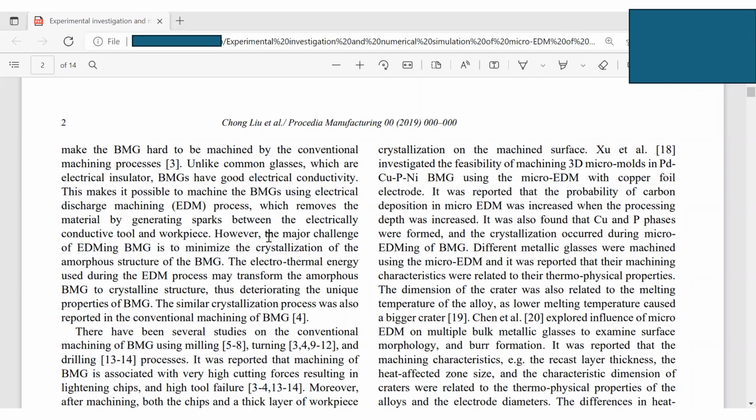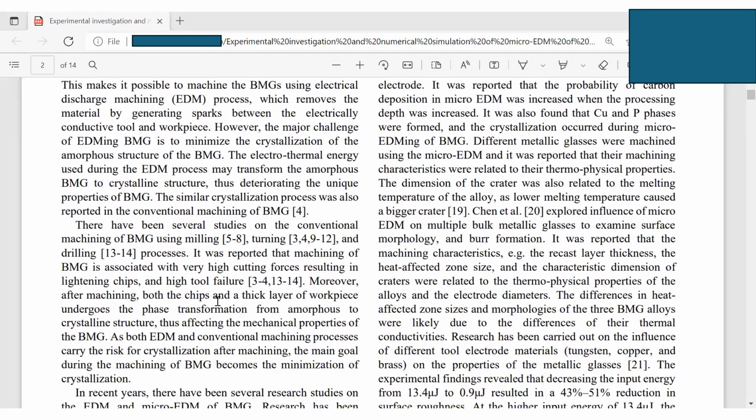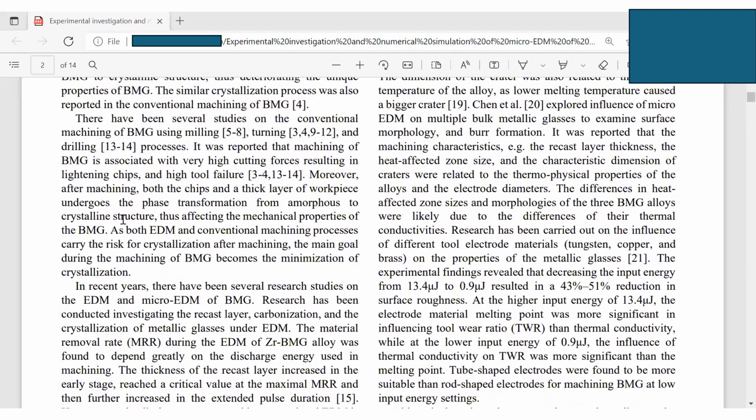However, the major challenge of EDM of BMG is to minimize the crystallization of the amorphous structure of BMG. The electrothermal energy used during the EDM process may transform the amorphous BMG to a crystalline structure, thus deteriorating the unique properties of BMG. So we want to investigate under what conditions we can minimize recrystallization. Recrystallization is bad because we want amorphous material. This is the introduction.